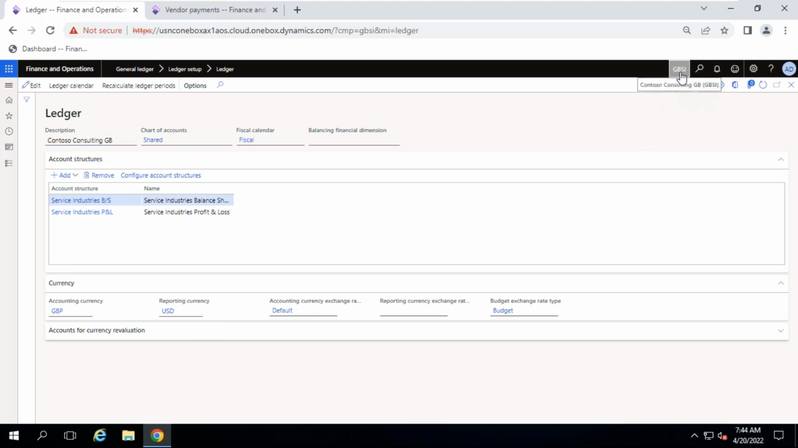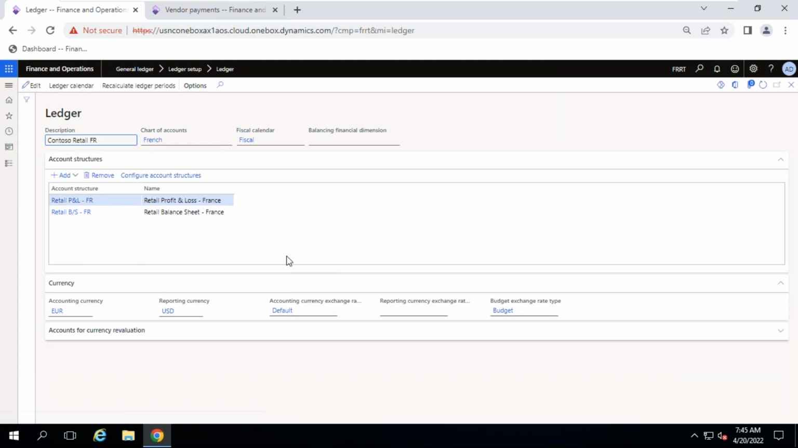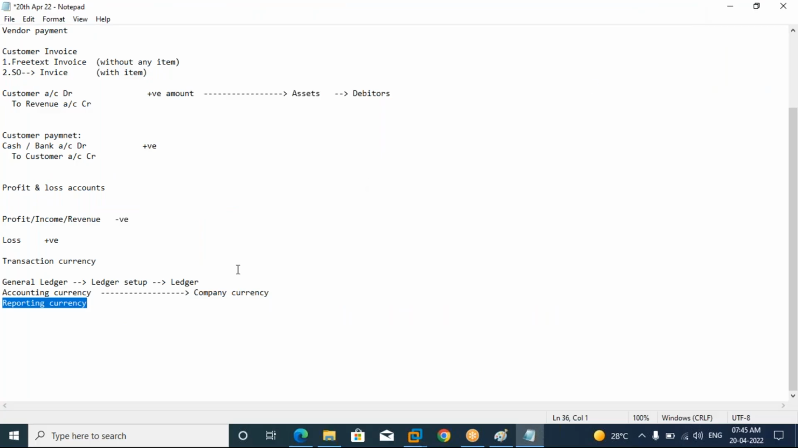Okay, if it is a Switzerland company, suppose, I don't know if there is a Switzerland company, one minute. Suppose a France company, they have euros as accounting currency and reporting currency US dollars. So you need to decide what the accounting currency is. 99.9999%, accounting currency means the local currency wherever the company is located, and reporting currency is an extra currency if you want to generate reports.